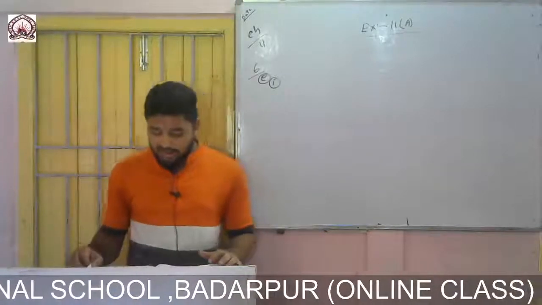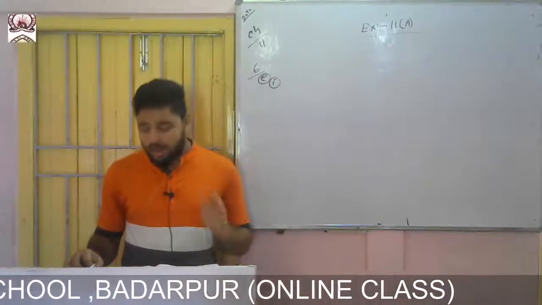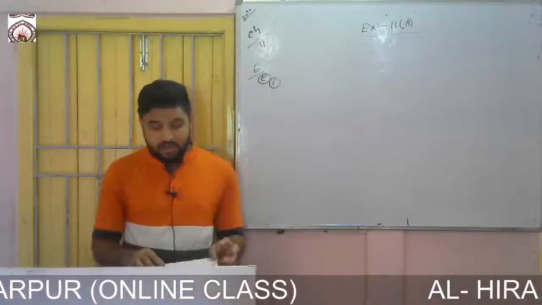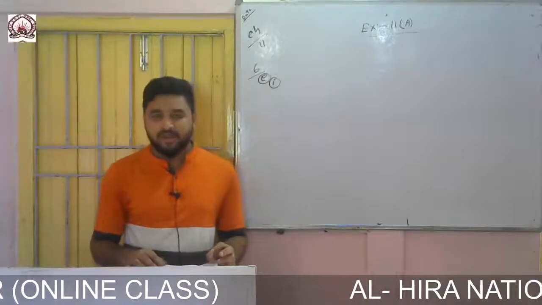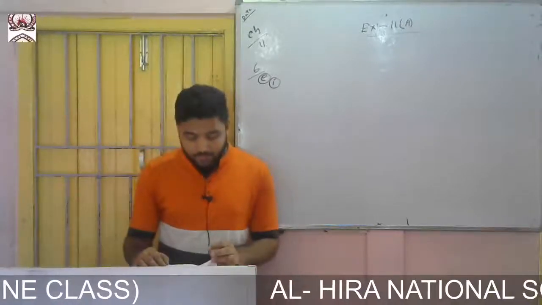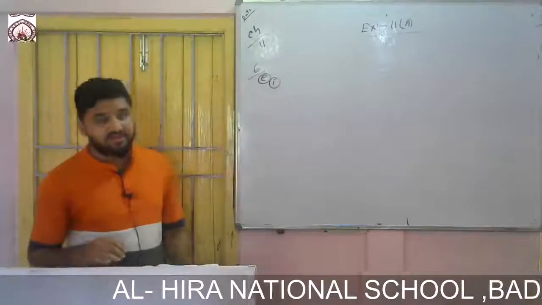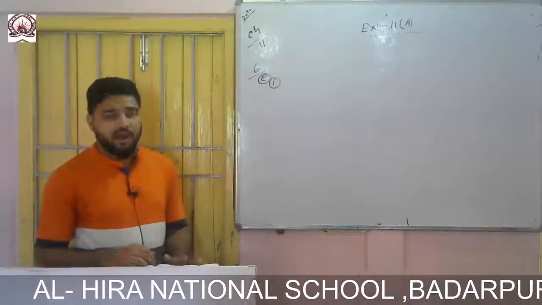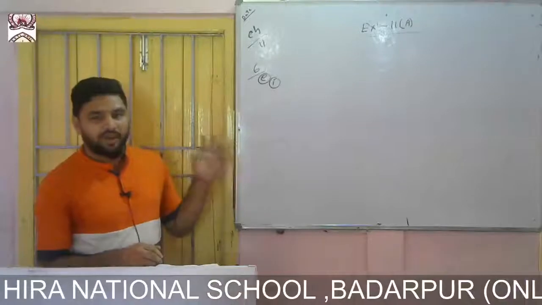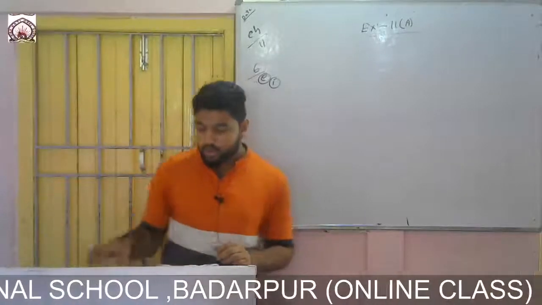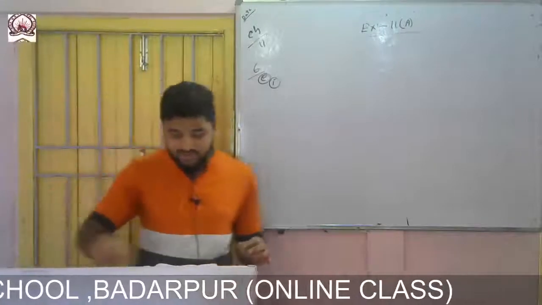So in the last class I have done up to exercise 11a of chapter number 11, up to question number 6d. So today I shall start from 6e Roman 1, question number 6e Roman 1. So what is there? You see in the first question what is there?